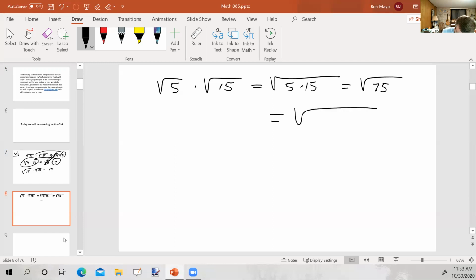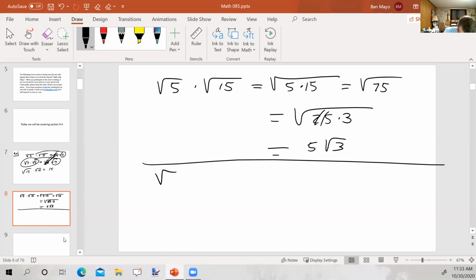And then we could say that's equal to the square root of 25 times 3, and the square root of 25 is 5, so we get 5 square roots of 3. Are you okay with that? Yes. Okay, so that is a way, not an incorrect way, a way to do this problem.